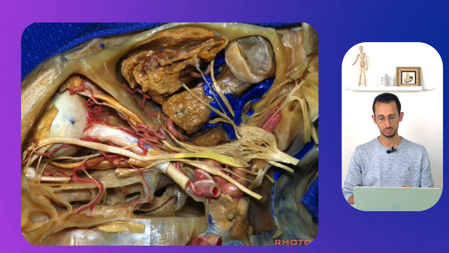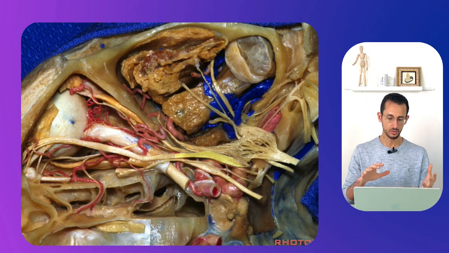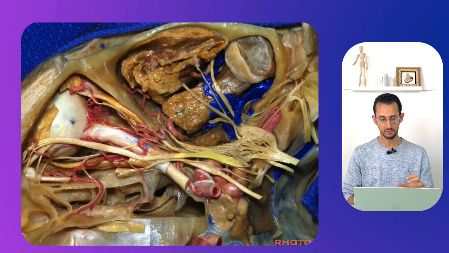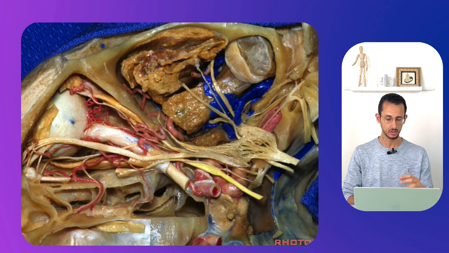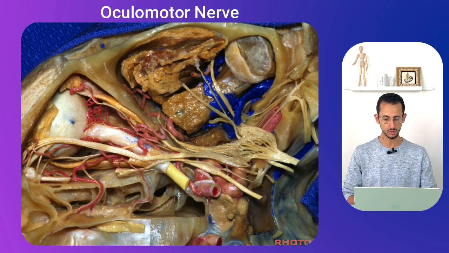In this picture, we have seen this dissection before. It's again a superior view of the orbit with the other fossae, the infratemporal fossa and the pterygopalatine fossa. We can see the ophthalmic nerve entering the orbit through the superior orbital fissure. As it enters the orbit, it courses superior to the oculomotor nerve and optic nerve.